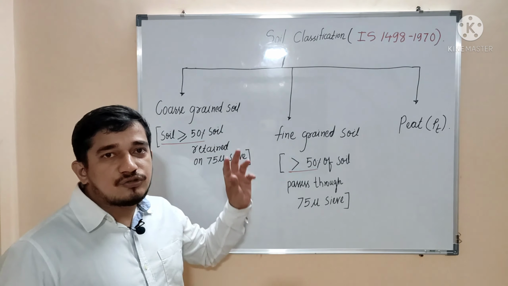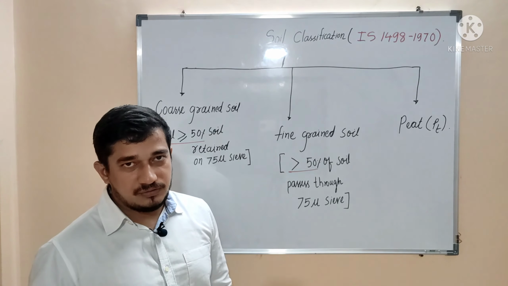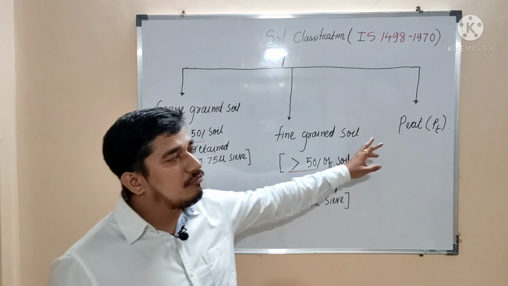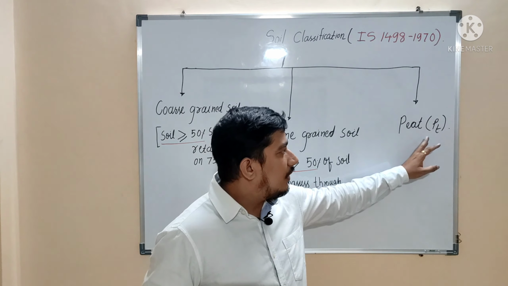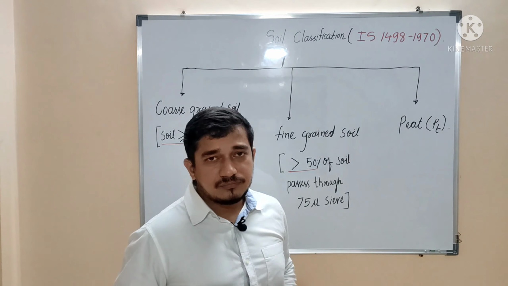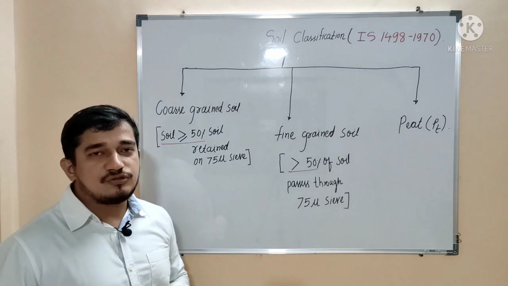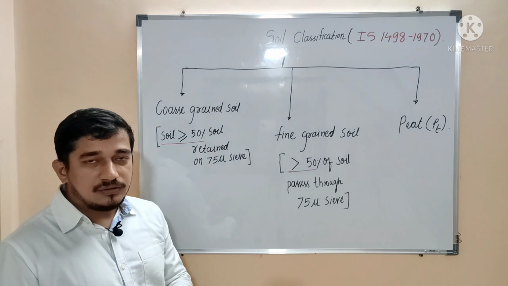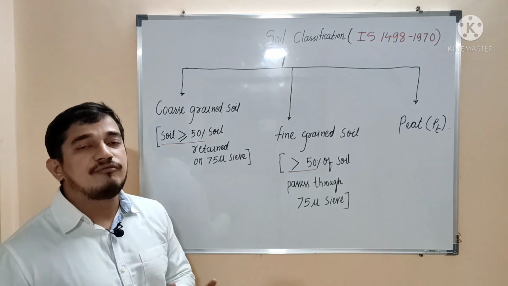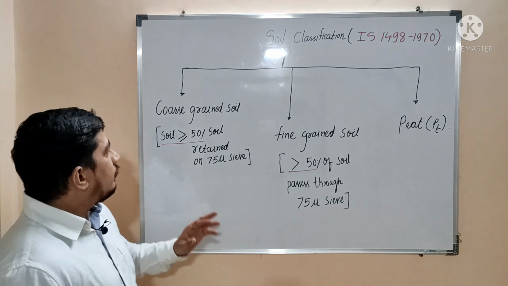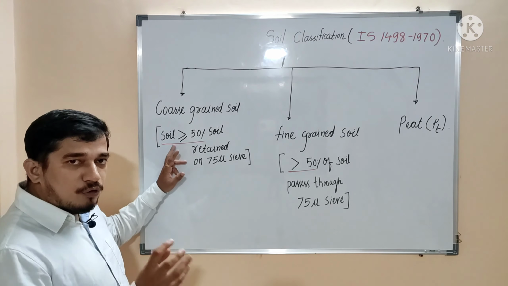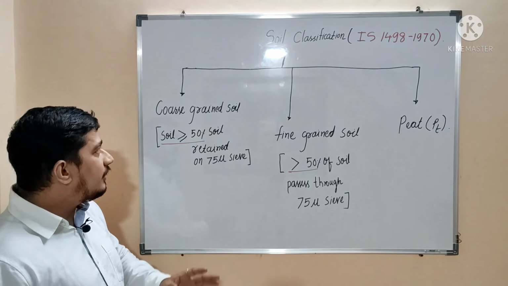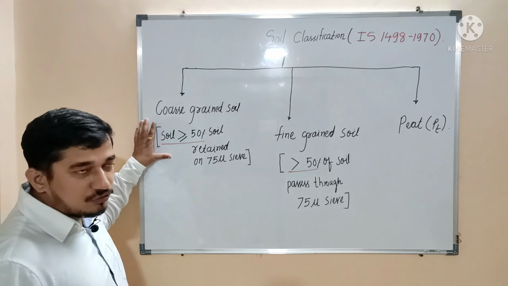Initially the soil is classified in three parts. The first is coarse grain soil, the second is fine grain soil, and the third is peat, indicated by the symbol PT. In the case of a coarse grain soil, how can we say the soil is coarse grain? Suppose you have a certain soil mass and you have sieved it through the 75 micron sieve. If 50% or more than 50% of a soil is retained on the 75 micron sieve, then it can be termed as a coarse grain soil.